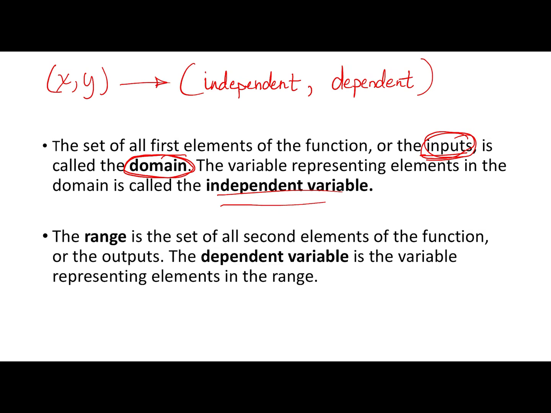The range is the set of all second elements of the set. The range focuses on the outputs. You input an X, you get out a Y. So, domain: the first elements of the set. Range: the second elements of the set. All right, let's keep rolling.